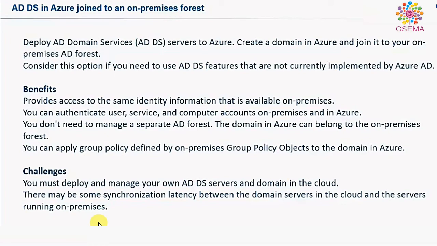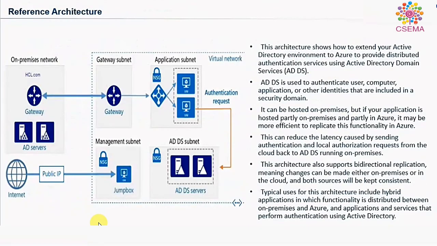So it can be hosted on-premise, but if your application is hosted partly on-premise and partly in Azure, it may be more efficient to replicate this functionality in Azure. This can reduce the latency caused by sending authentication and local authorization requests from the cloud back to ADDS running on-premise. This architecture also supports bidirectional replication, which is not possible when you do it with AD Connect. If you remember when I said there are only specific features which can be replicated back to your on-premise using AD Connect.